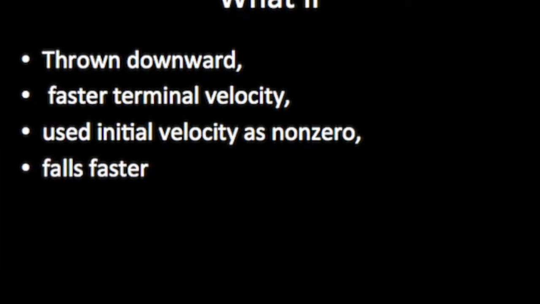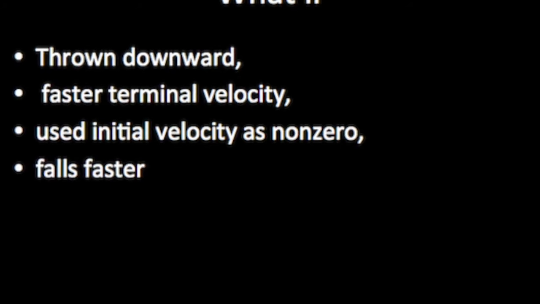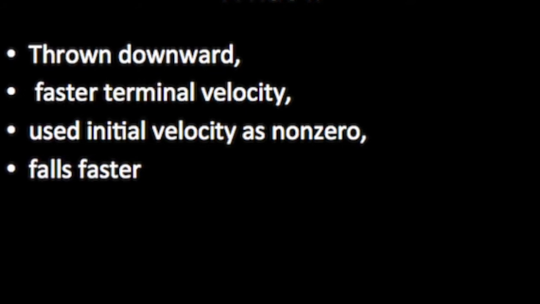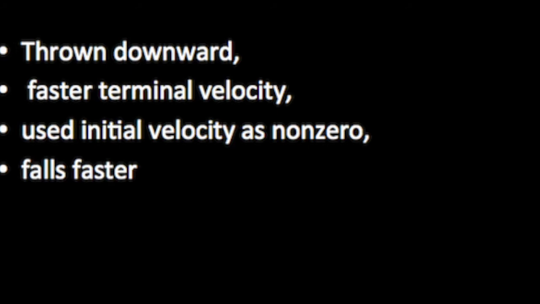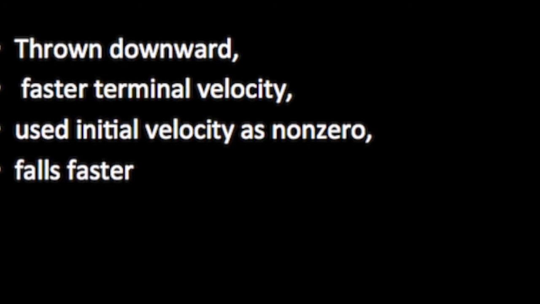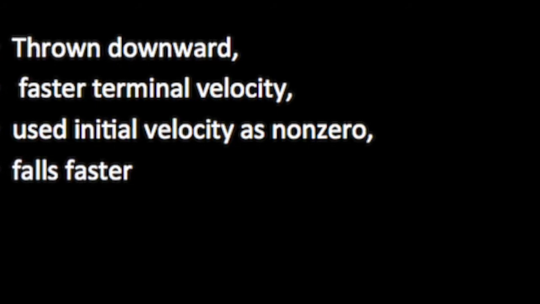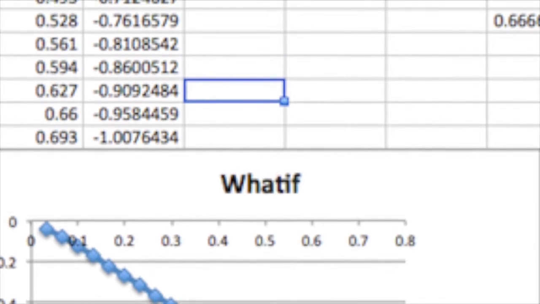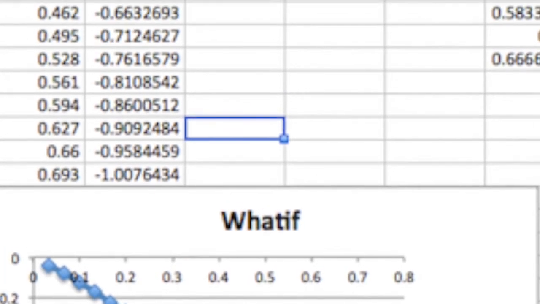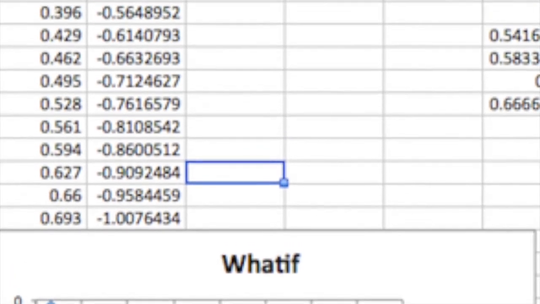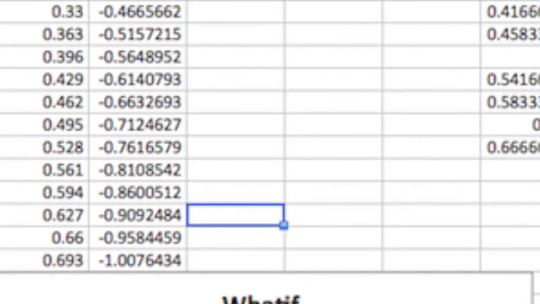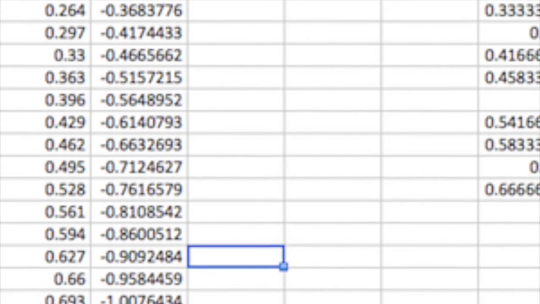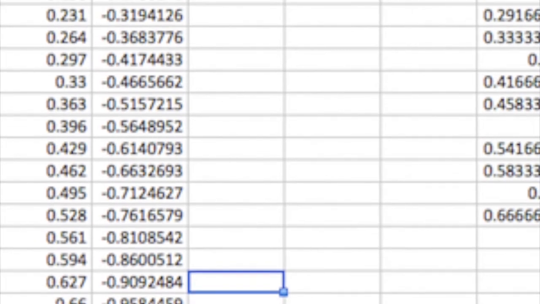Now for the what if question. What if the ball was thrown initially down instead of being dropped at rest? If the ball was thrown downward, we would expect a faster terminal velocity. To make sure, we graphed a computer model using initial velocity as a non-zero value. We see that it falls faster than the predicted model with gravity and drag, and faster than the observed model.